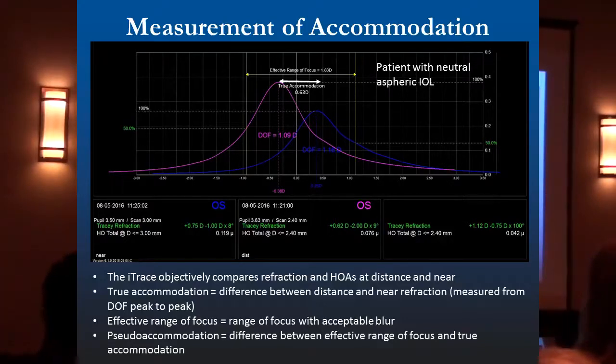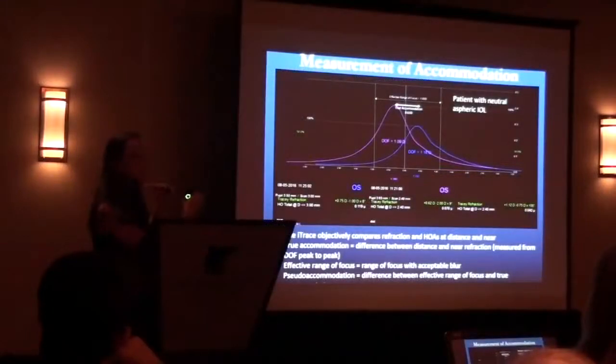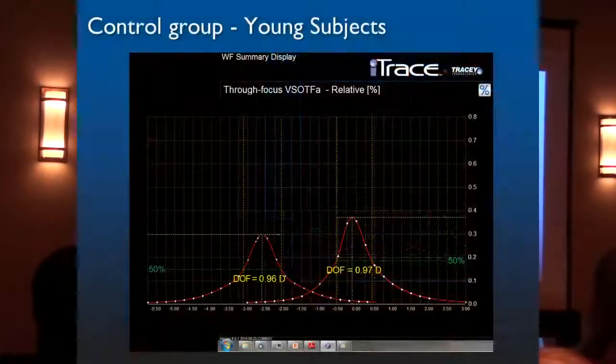But basically, true accommodation, we see this shift in refraction. And it's basically, I don't have a pointer here, but it's the distance between the 2 peaks. And the effective range of focus is at the 2 DOF curves at 50%. So let's look at some of our cases here.